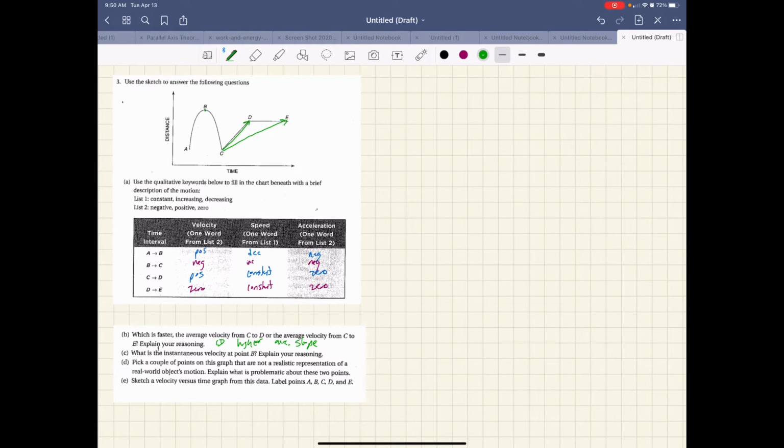What's the instantaneous velocity at point B? Point B is right here. That is the turnaround point, if you think about it. So the instantaneous velocity right there is 0. A couple of points that are not: what are the couple of points that are not realistic representations of how objects move? So let's pick those points out.